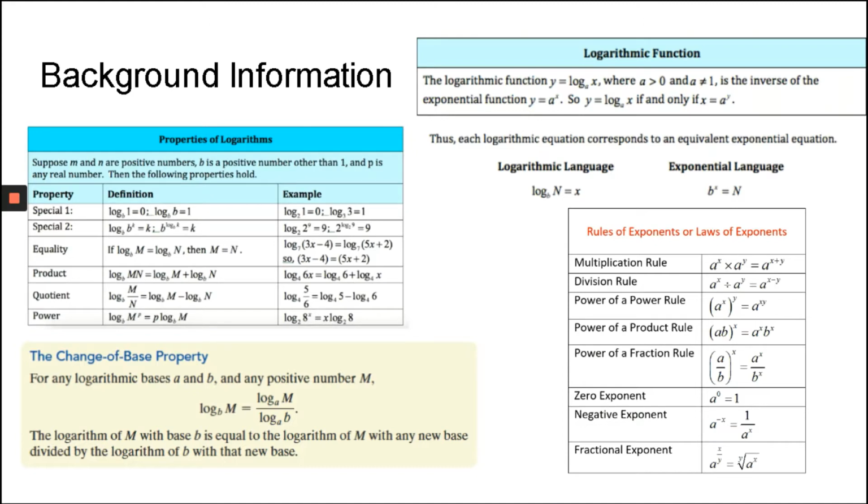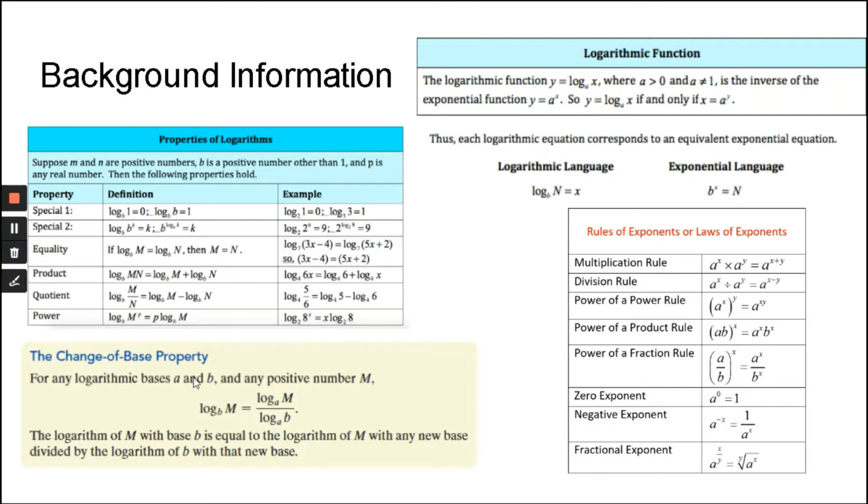The next property we need is the power property. The power property is when you have log base b of n to the power of p. The p at the power can be put down and multiplied with the whole logarithmic function. So let's say, for example, log base 2 of 8 to the power of x. The x can come down and be multiplied by the logarithm, which equals x times log base 2 of 8. The change of base property is also very important, which is that you can change the base to any base that you want.